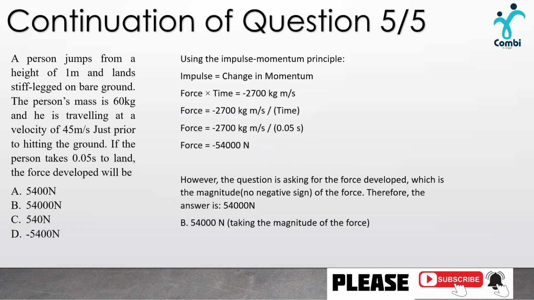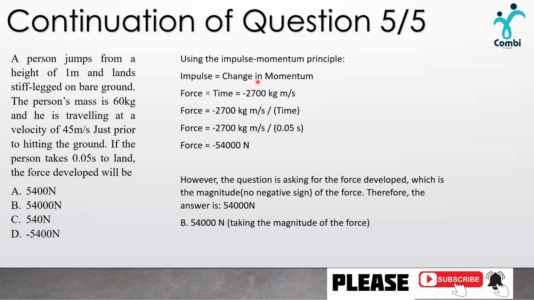Okay, so using the impulse-momentum principle, impulse is equal to the change in momentum. We know that, and we know impulse is force times time. But our change in momentum was this value, and we don't want to look at it only as a change in momentum. If impulse is force times time and impulse is equal to the change in momentum, then our change in momentum, which is negative 2,700, can be equated to the formula for impulse, force times time, right?